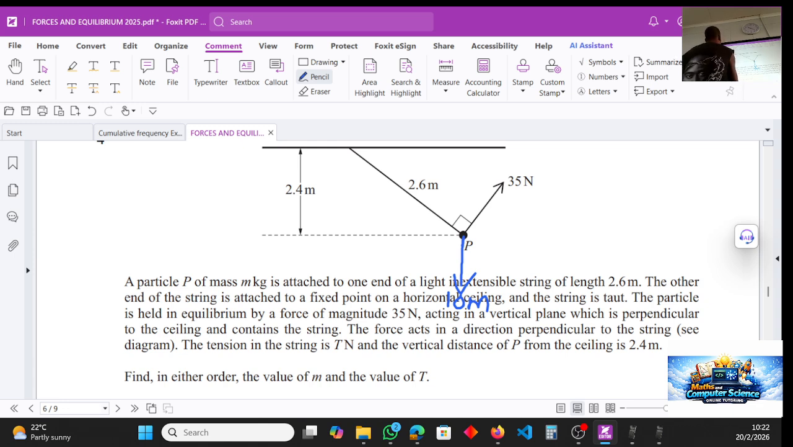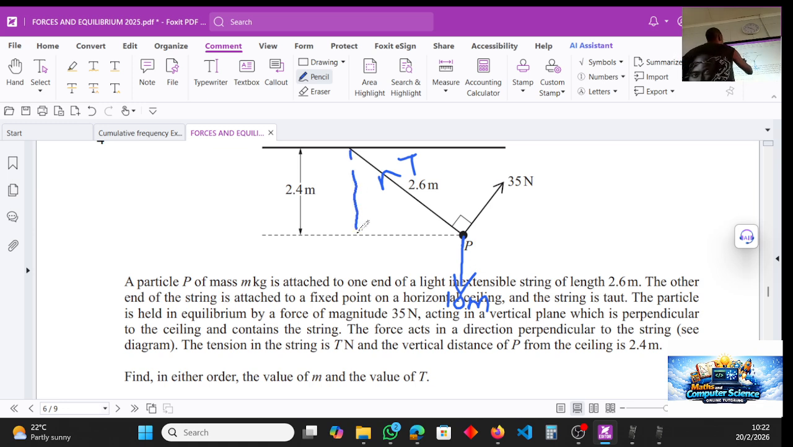The other end of the string is attached to a fixed point on the horizontal ceiling, and the string is taut. The particle is held in equilibrium by a force of magnitude 35 newtons, acting in a vertical plane which is perpendicular to the ceiling and contains the string. The force acts in the direction perpendicular to the string. See diagram. The tension in the string is T newtons. And the vertical distance of P from the ceiling is 2.4.